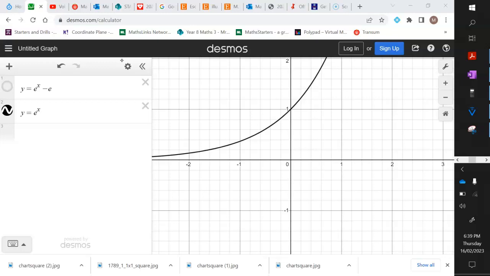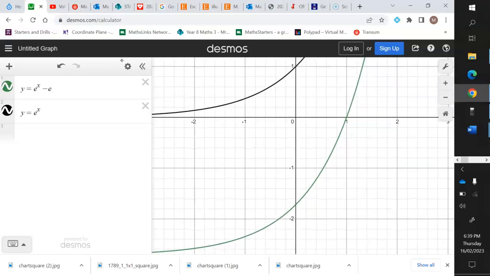So down 2.7. Our graph's going to slide down, and I will put that graph in for us. So that's what that graph's going to end up looking like. We're going to move it from up here, translating it down about 2.7 units, or better still, e units. And that's what we're going to be working with today.